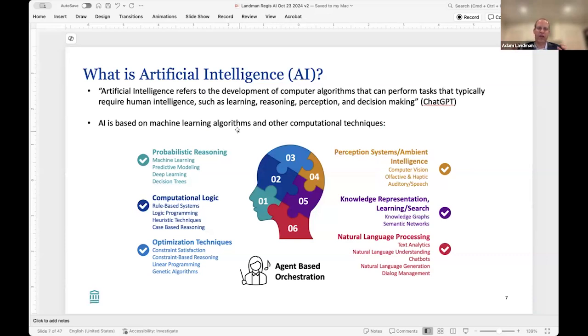And AI is actually a collection of algorithms and computational techniques. So you may hear terms tossed around like machine learning, deep learning, computer vision, heuristic techniques. These are all different forms of artificial intelligence. And for any particular solution, you could use one of these computational techniques, or you can put multiple techniques together to get a solution. And as we go through and share some of the examples, we'll share how these techniques are being used.